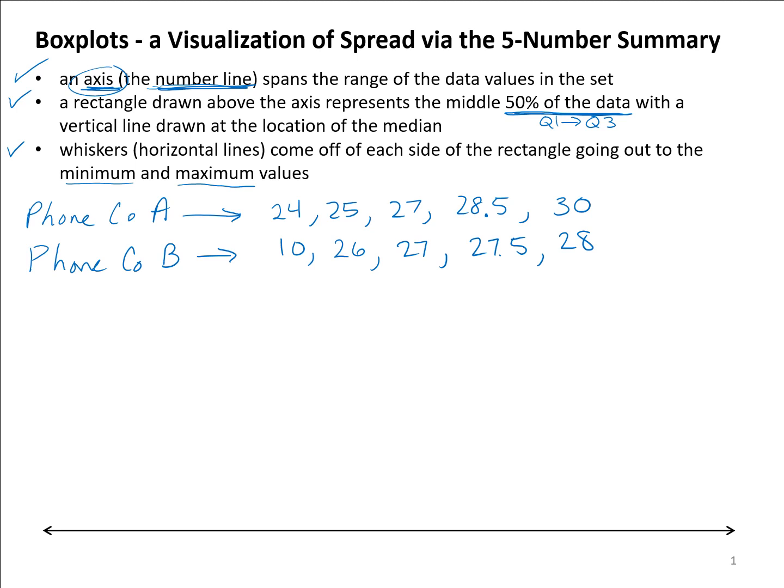To do that, let's look at the lowest value for both of these sets, and that would be 10. So we'd want to start our axis at 10 on the left, and then we know we need to go as high as 30, which is the highest value. So we want to make sure we have plenty of room to get up to 30. We probably don't want to go by 1, 2, 3, 4, 5. That would take us a while to get to 30. So why don't we go by twos?